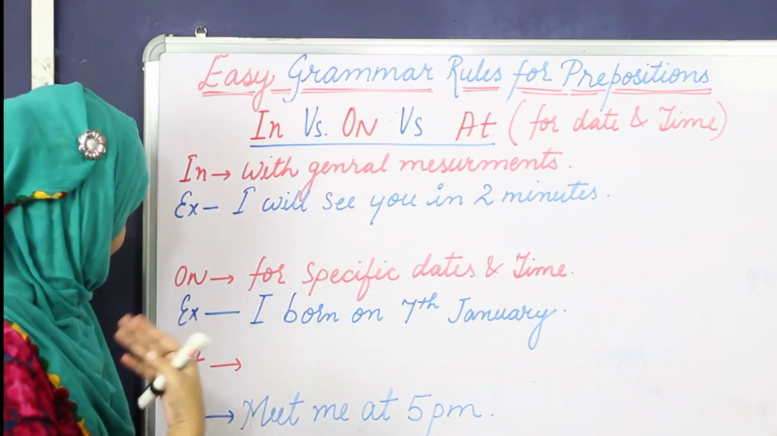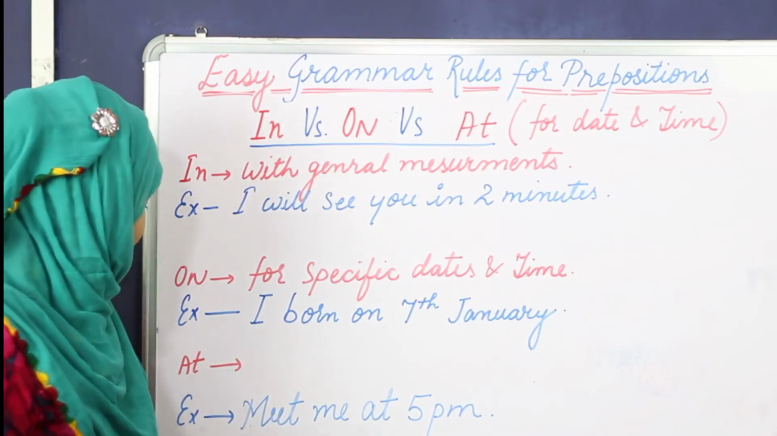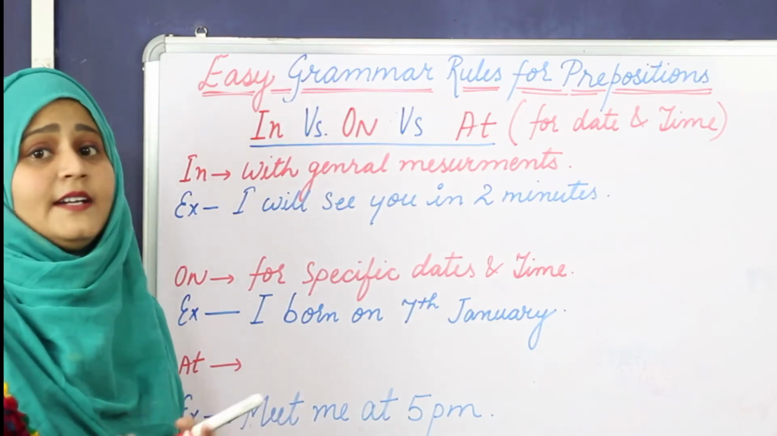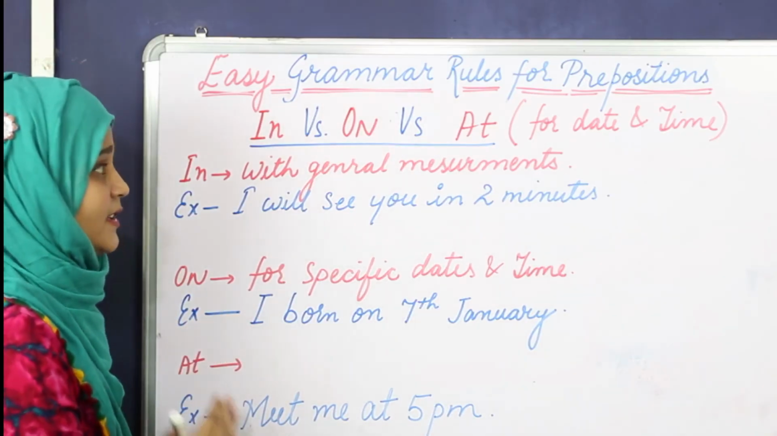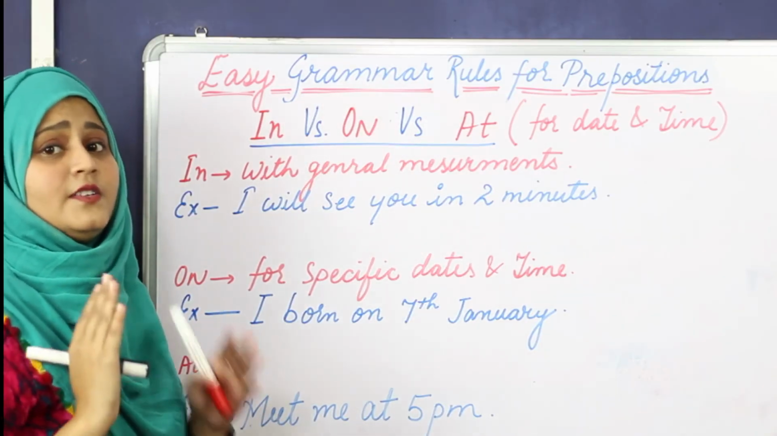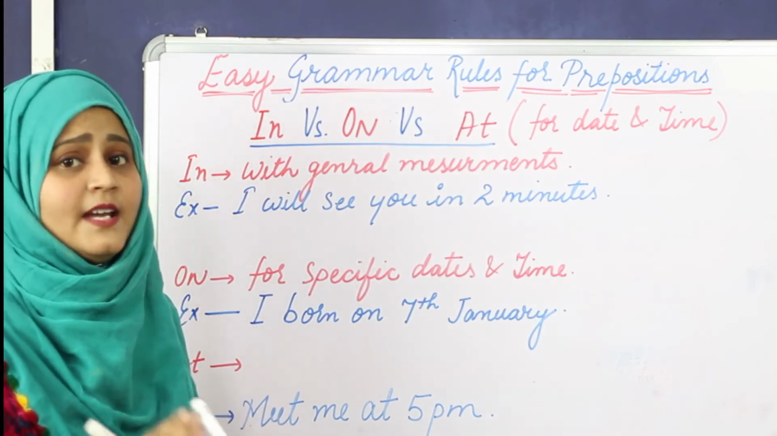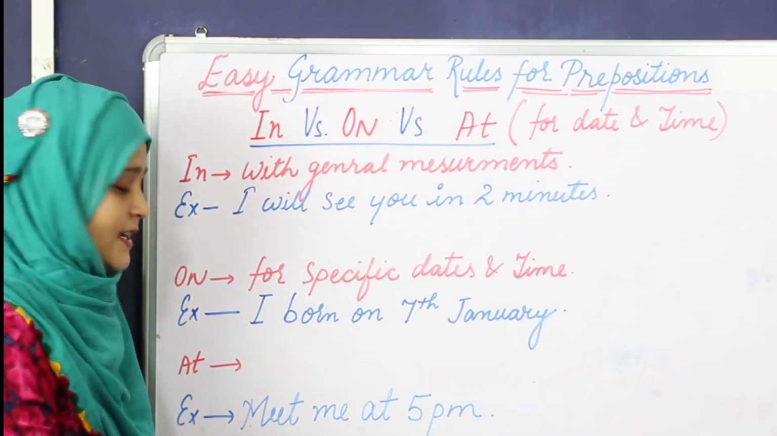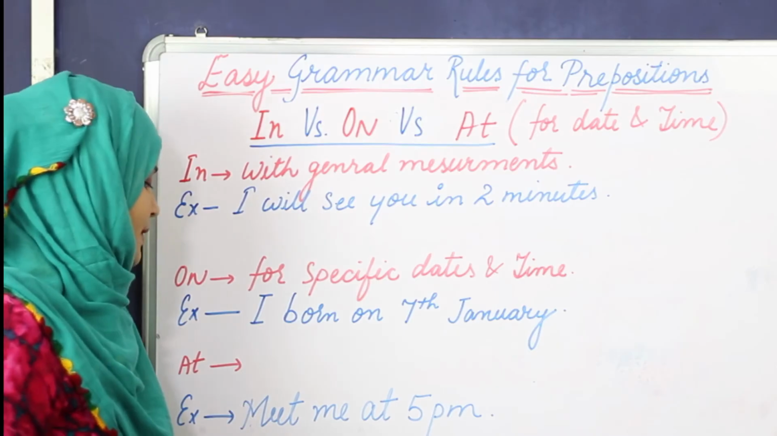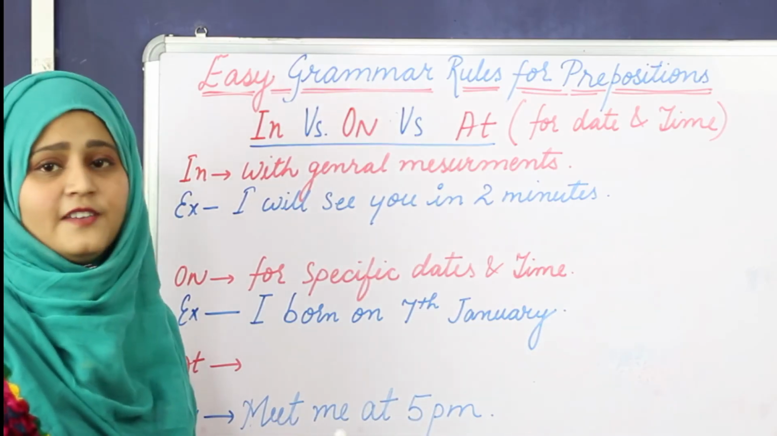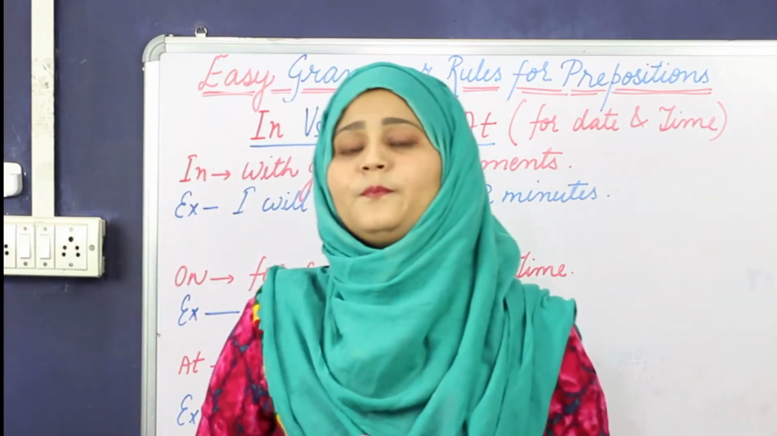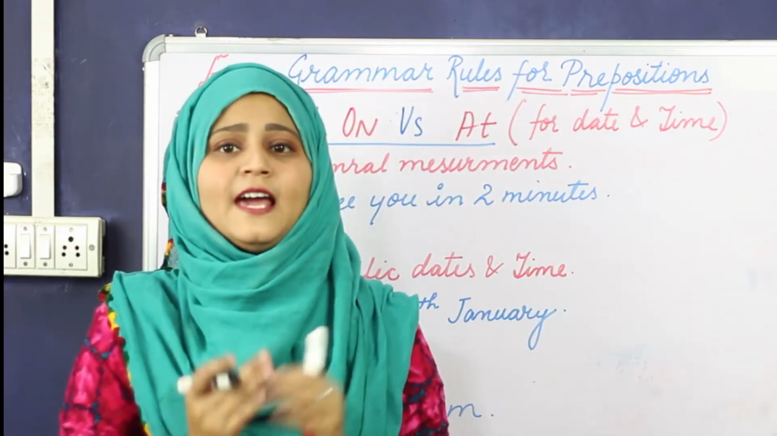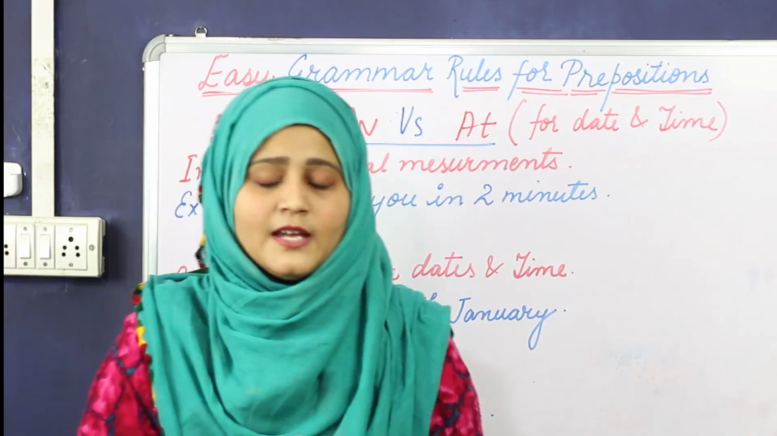And if we are going to use at, I have already told you, at is used in many places, but here I am talking about time and date. So if you are going to mention any time and date, you have to use on and at. So at, for example, meet me at 5 p.m. With this you can use all these prepositions which will help you to enhance your communication skills.